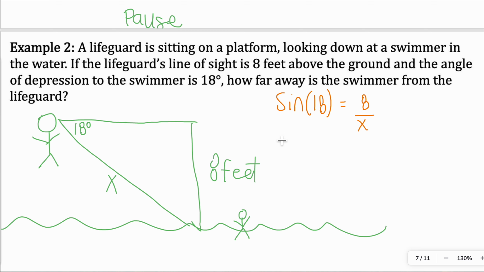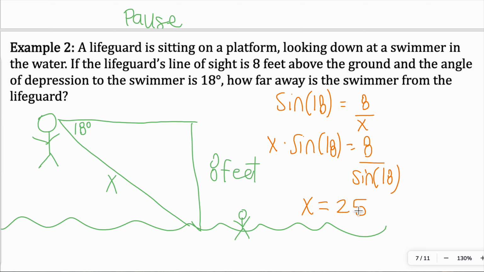And then solving the same way, multiplying both sides by x first, and then dividing by sine of 18 to find our answer. And again, not telling us exactly what to round to, so we're going to round to the nearest tenth of 25.9 feet. Okay.